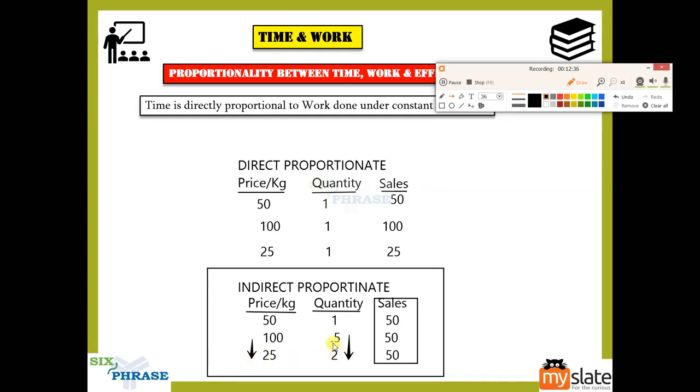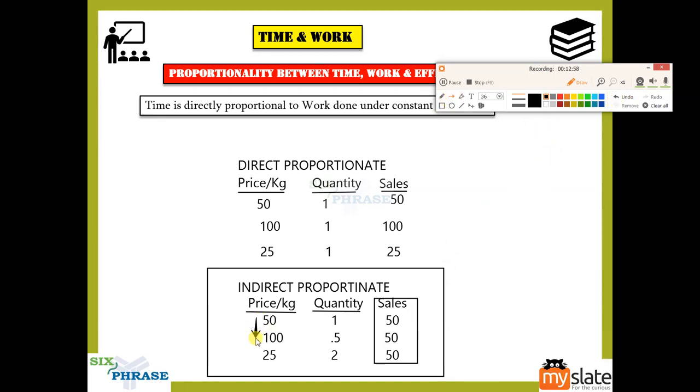When you increase something, the other one decreases. When you decrease something, the other one increases. Okay, when you decrease the quantity, price per kg increased. When you increase the quantity, price per kg decreased. Okay, the same will hold true if you do it the other way also. So let us try that also.